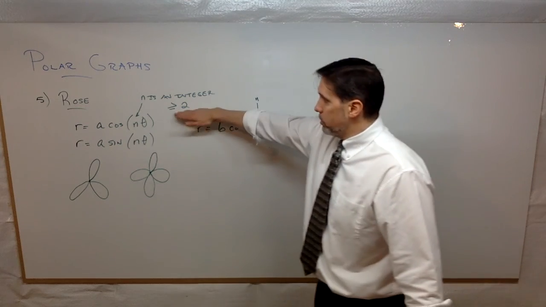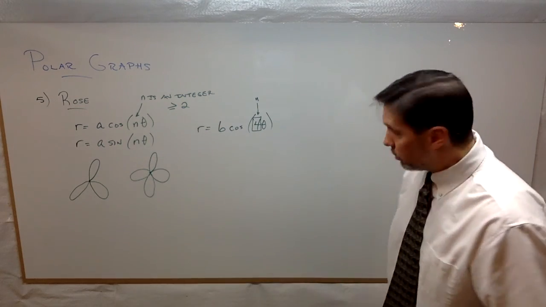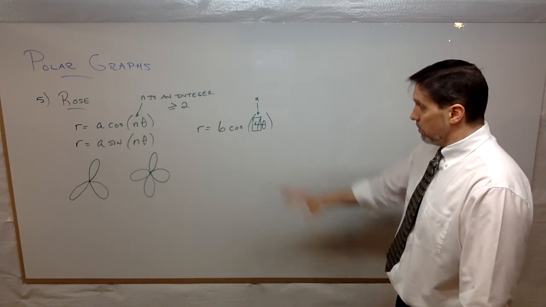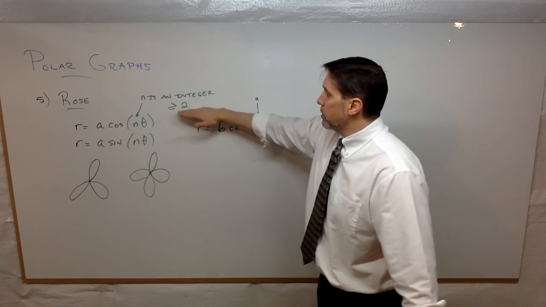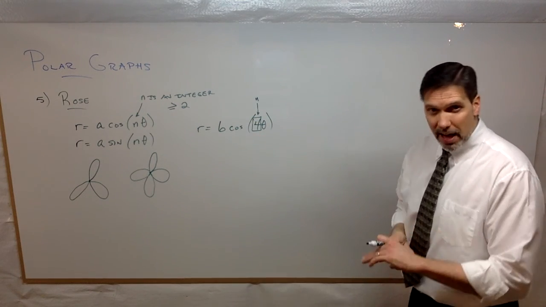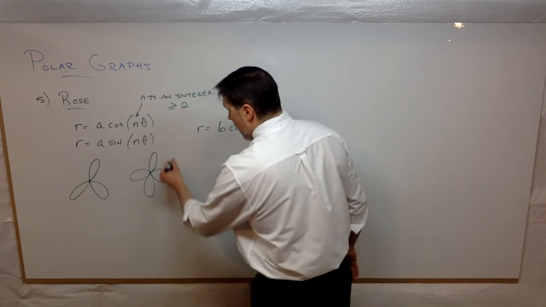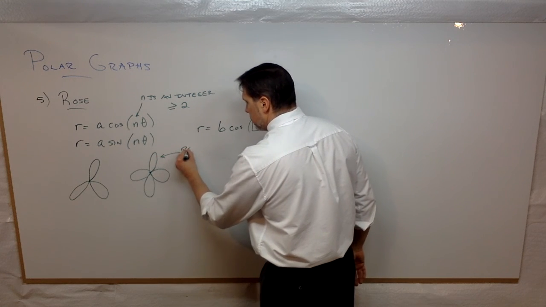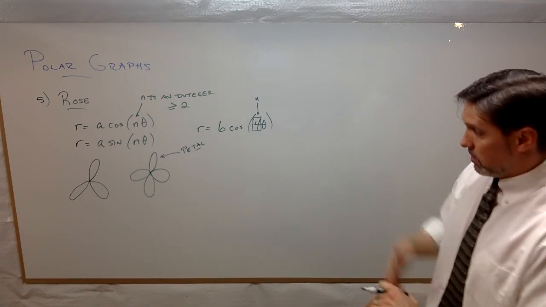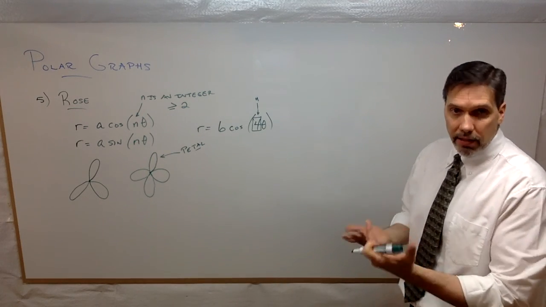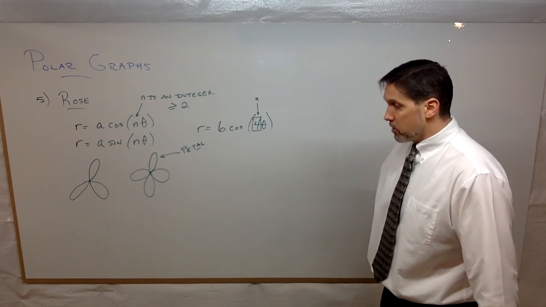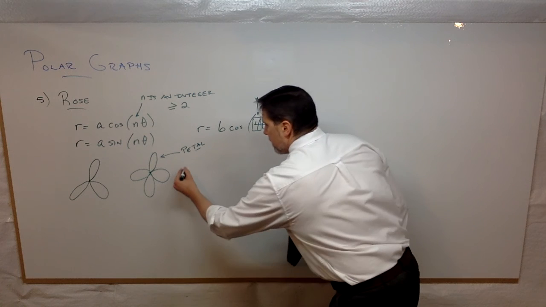So, as long as we're dealing with integers greater than or equal to 2, no decimals or fractions, because things get really weird very quickly, we can determine the number of petals that each rose is going to have. Obviously, we're talking about this being a petal, and that's why I said maybe a better name would be a daisy, because that's more what they look like than actual roses. But that's the idea.